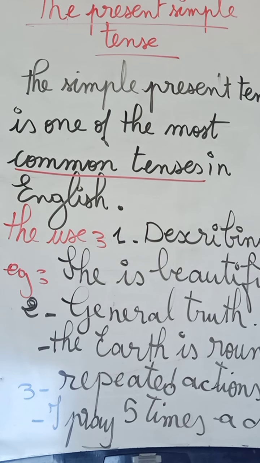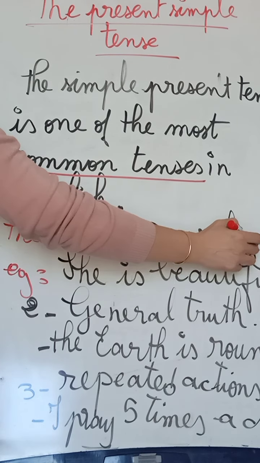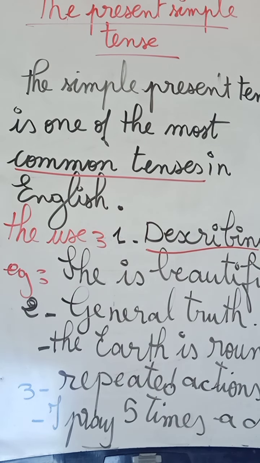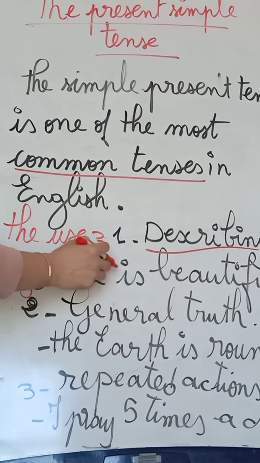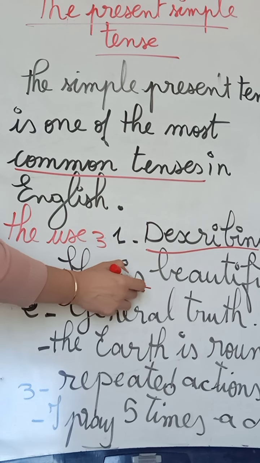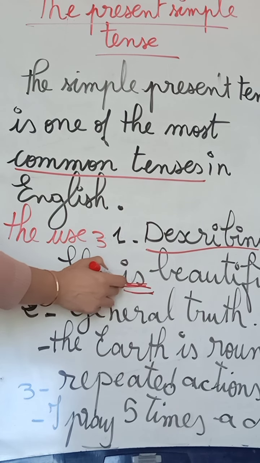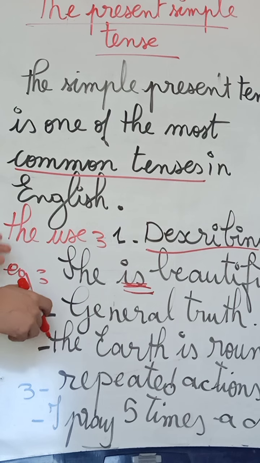وقتاش نستعملوه? We use the present simple tense for describing. What is describing? Describing c'est الوصف. For example, she is beautiful. هي جميلة. Elle est belle. Here I use the present simple tense. Le verbe to be est au présent simple. On ne peut pas dire كانت شابة, but she is beautiful.